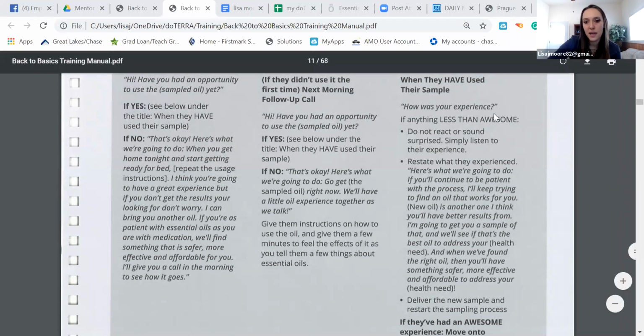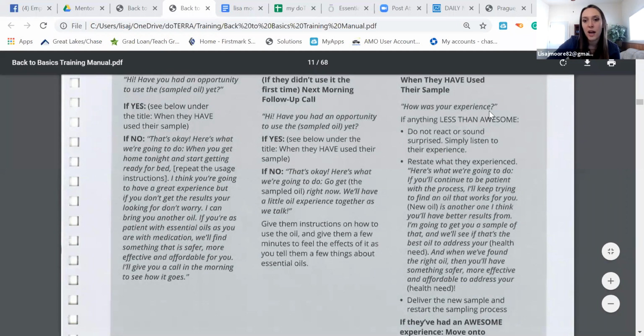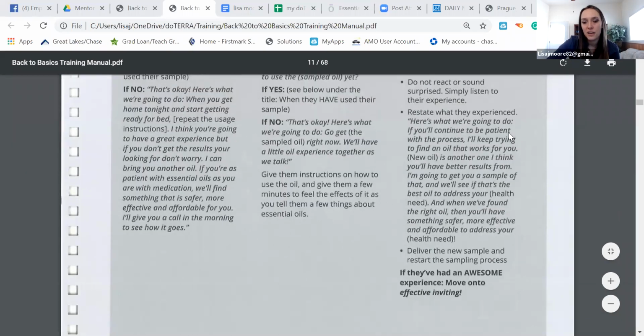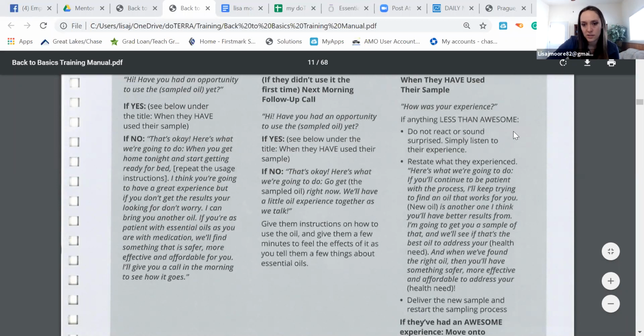So if they say yes, oh, so how was your experience? And if it's anything less than awesome, do not react or sound surprised. Simply listen to their experience. Restate what they experienced to you. So here's what we're going to do. If you continue to be patient with the process, I'll keep trying to find an oil that works for you.